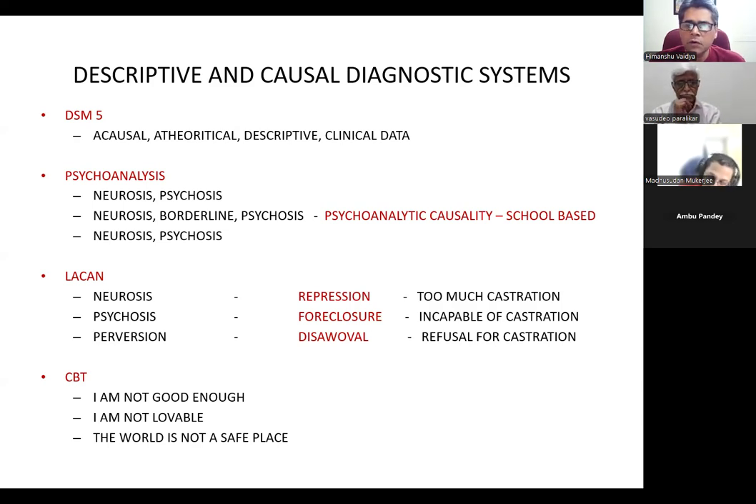So the second is foreclosure. So here in psychosis, constitutionally, the person is incapable of accepting limitations. He may even want to accept limitations, but is incapable. So in repression, there is too much castration. In foreclosure, the person is incapable of castration, even if he wants to accept castration by reality.